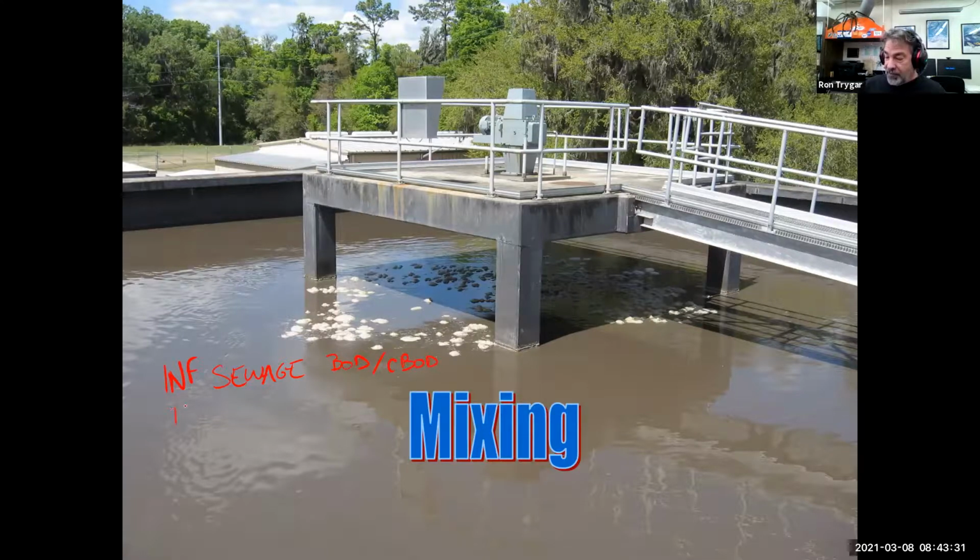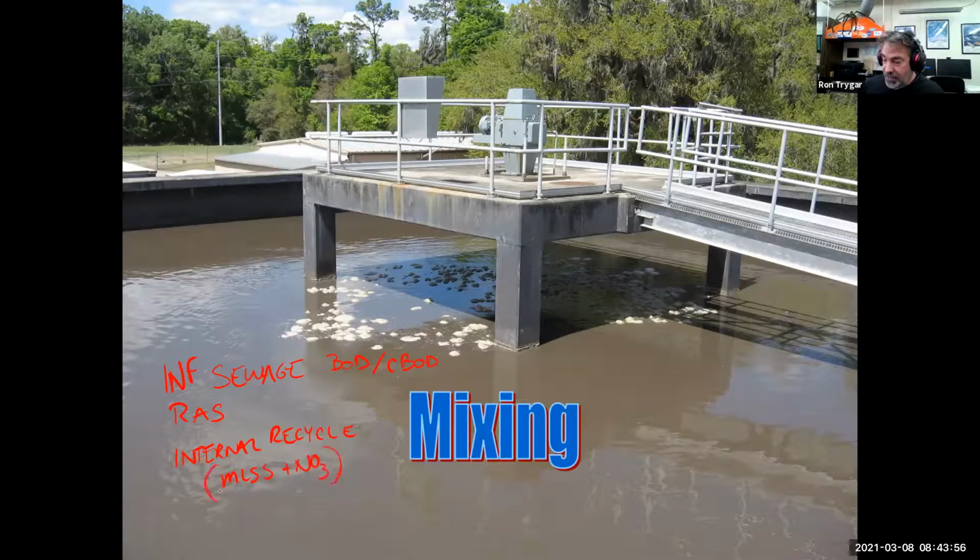We're going to have the return activated sludge that came from the clarifiers in the back part of the plant, and we're going to have an internal recycle, and the internal recycle is going to be MLSS with nitrate in it, NO3.